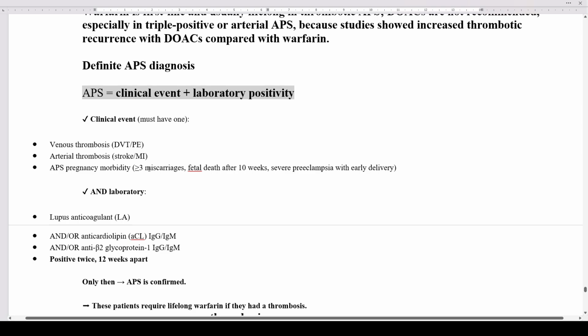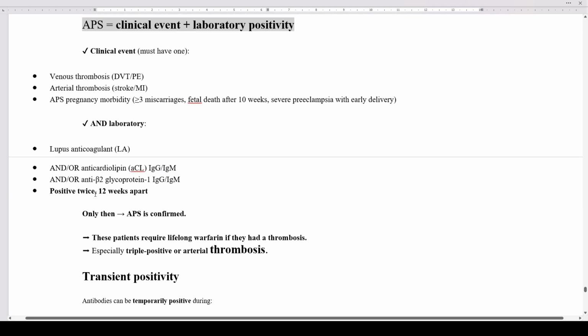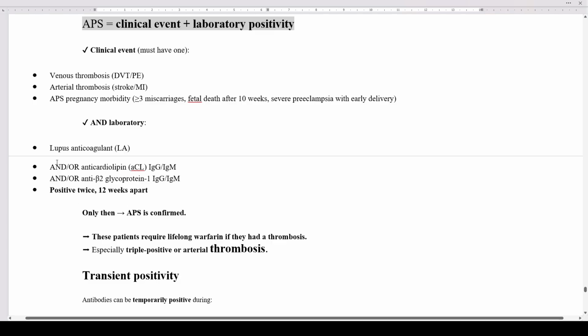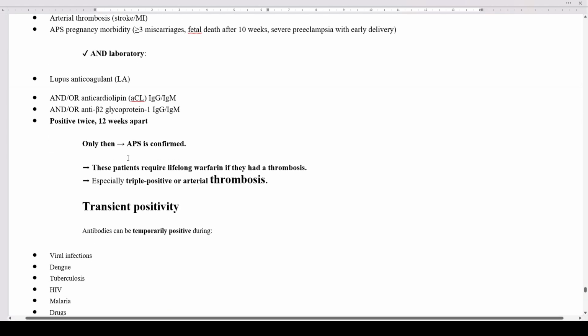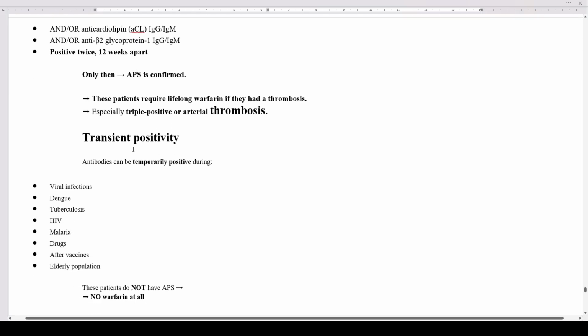So any one of the criteria should be present from here, and in the laboratory any one should be present from here: lupus anticoagulant positive, or anticardiolipin antibodies, or beta 2 glycoprotein. Okay, and these tests should be performed twice, 12 weeks apart. Only then we will say that APS is confirmed, because there is also transient positivity of LA. When it is temporary, it will increase, and then after that go back to normal by itself.